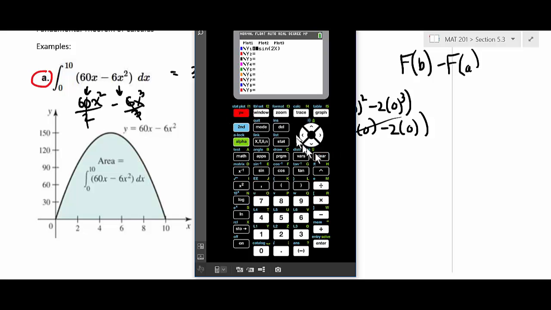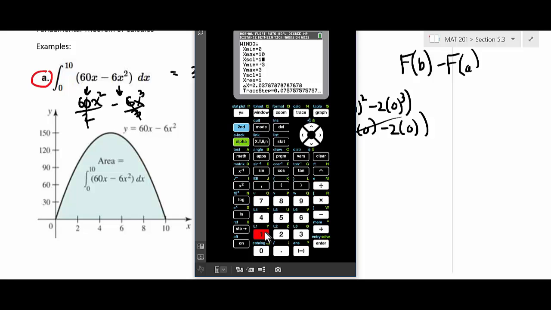So with this one, let's put in the function. Don't put in the derivative. Put in the function, which is 60x minus 6x squared. So you want to get that put in. For the window, just make the window like the graph I gave you, exactly like that. Just go 0 to 10, because we're integrating from 0 to 10.